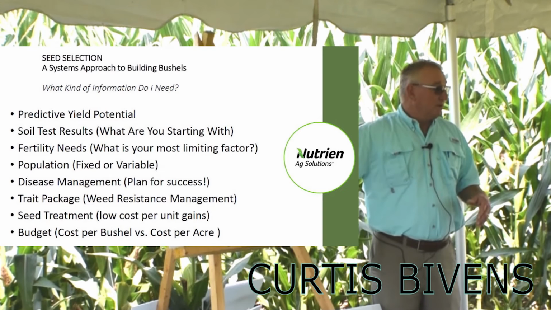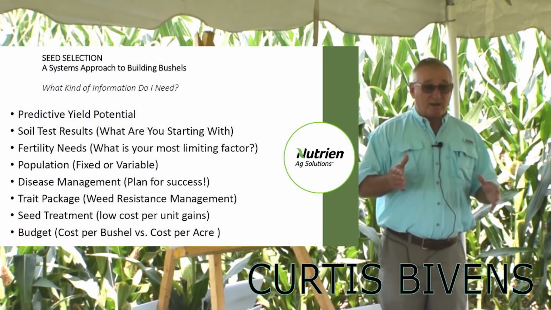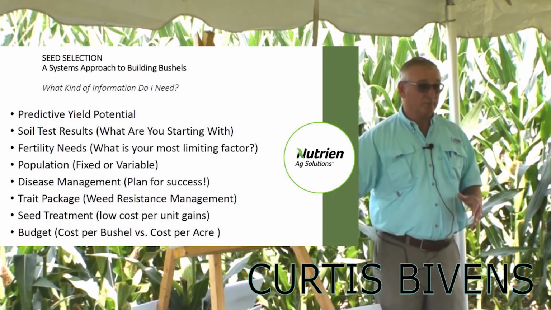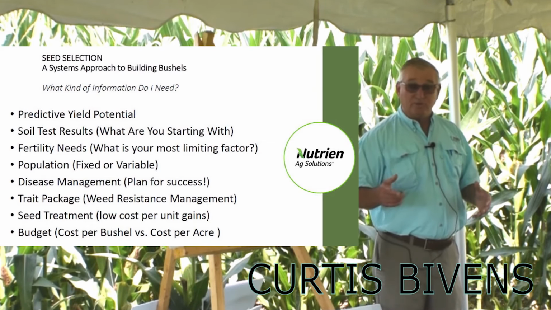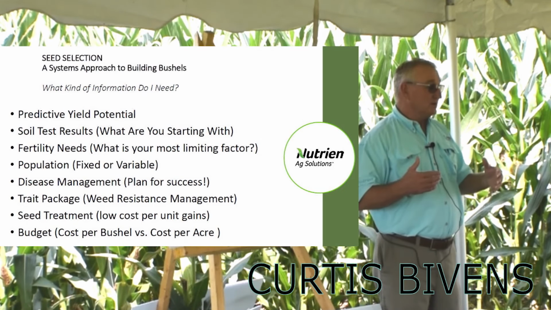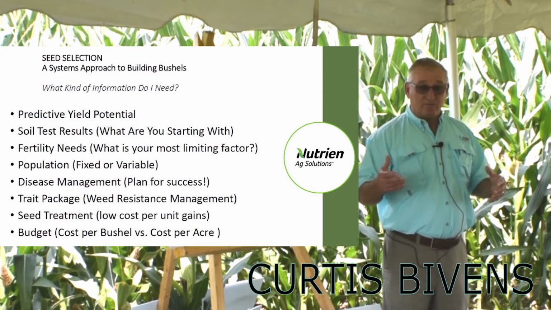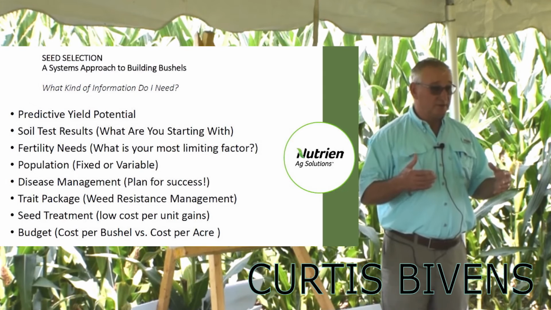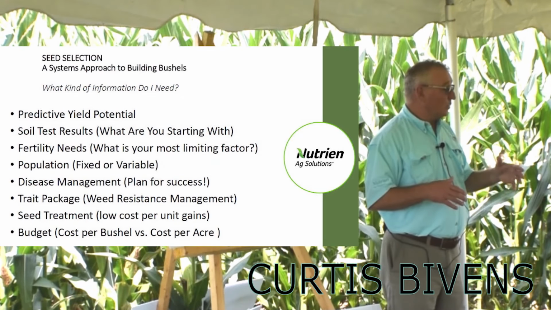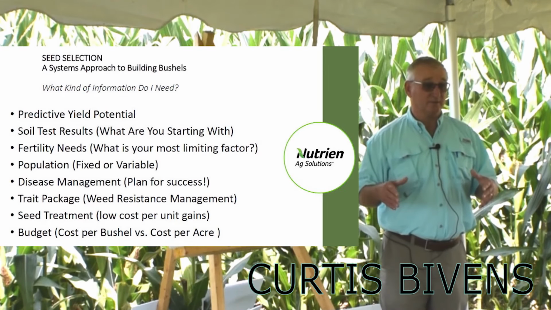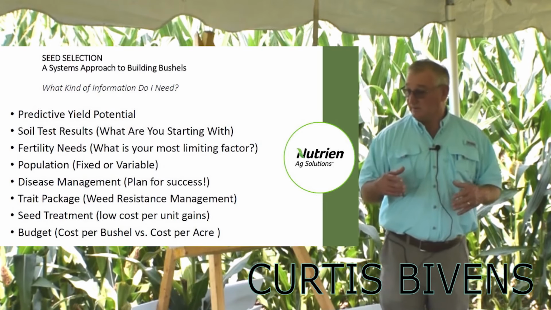Do you have the ability to do variable rate seeding, or are you fixed rate? That depends on what hybrid we may put out there. Disease management, what's your plan? Are we going to put on a fungicide? The answer should be yes. We always see more yield when we put the fungicides out, okay? That can be argued back and forth, but it protects the yield that we have. Trait package, particularly in the beans, do you have some weeds that are not controlled by certain herbicides anymore? Do we need to change traits in beans so we can control those weeds?